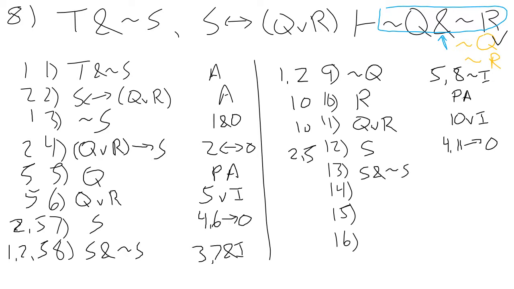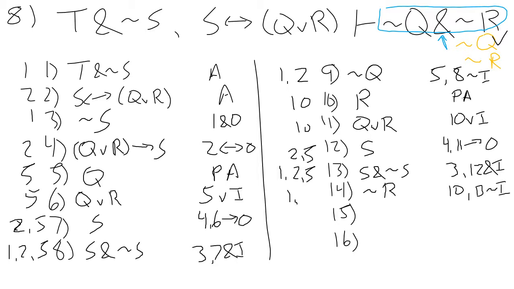from 3 and 12, ampersand in. That's going to be from 1, 2, and 5. Then we can get tilde R because our PA is in 10 and our contradiction is in 13.